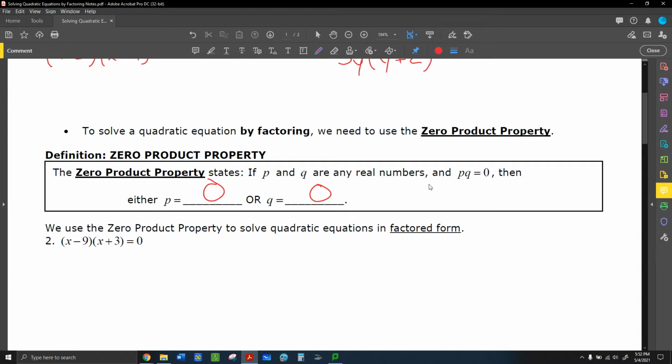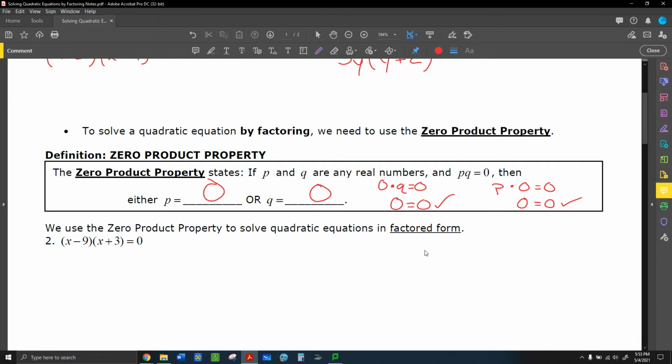If p equals 0, then we're saying that 0 times q is equal to 0. Well, 0 times q is 0, and so we get 0 equals 0. That checks out. Now, if q is equal to 0, then we have p times 0 is equal to 0. And p times 0, again, is 0. We get 0 equals 0. That's true. So either p or q, or it could even be both of them, are equal to 0.